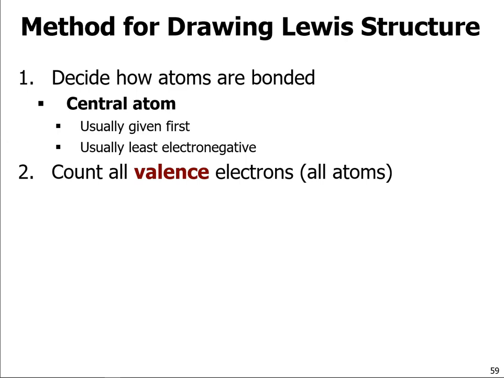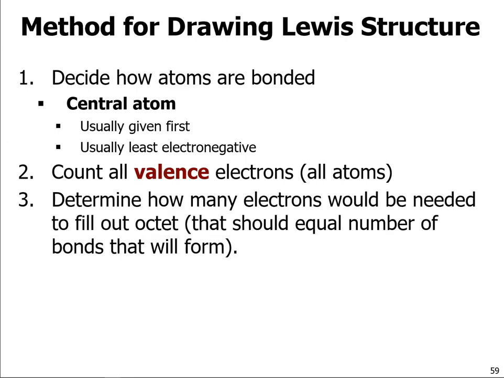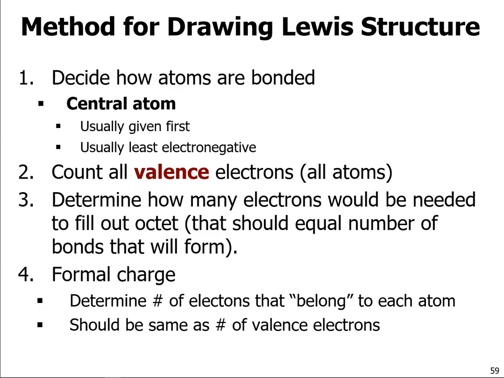We're going to count all of the valence electrons. So for all of the atoms, all of the valence electrons, we don't want to lose any of those. Those should be accounted for somewhere within the molecule. And then we're going to determine how many electrons would need to be filled out in the octet. And that should be equal to the number of bonds that will form. And finally, we'll look at formal charges to determine the number of electrons that belong to each of the different atoms. And it should be the same number of valence electrons that we started with at the beginning.